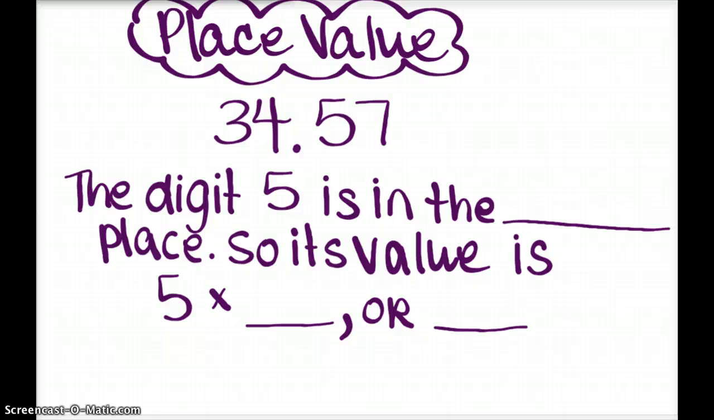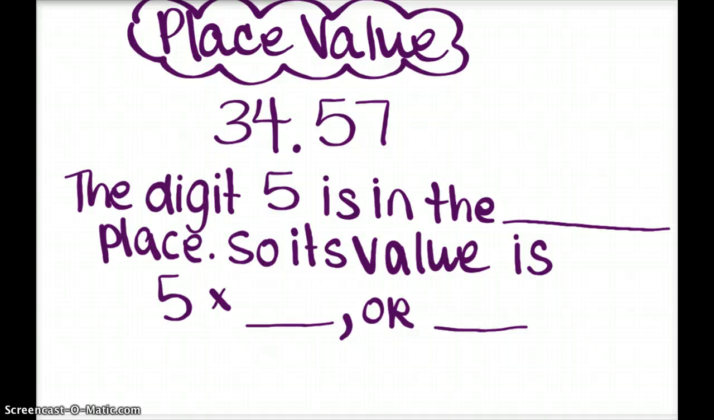Let's look at this example of place value. Who can read this decimal to us first of all? Maya? 34 and 57 hundredths. The digit 5 is in the blank place. Okay, so on your whiteboards, write down what place it is in. So its value is 5 times what? Or what does it equal? All right, let's go over this. The digit 5 is in the what place? What place is the 5 in, Maya? 1/10. Yeah, it's in the tenths place, right?